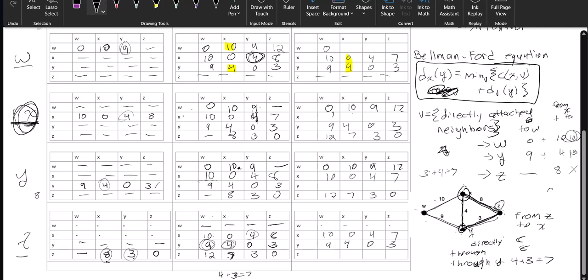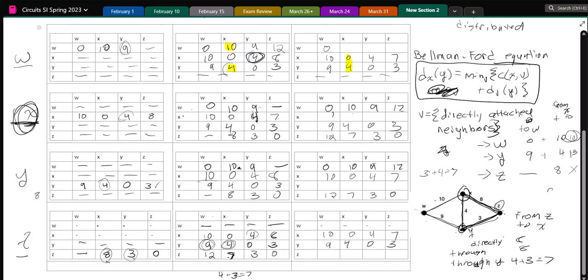The only other way we can get there is through Y. How much does it cost to get to X going through Y? Well, to get to X from Y is 4. To get to Y from W is 9. 9 plus 4 is 13. 13 is not less than 10, so we leave 10 in here.